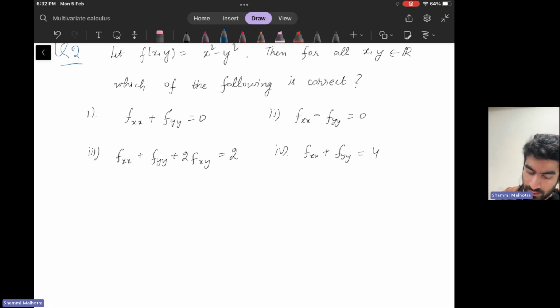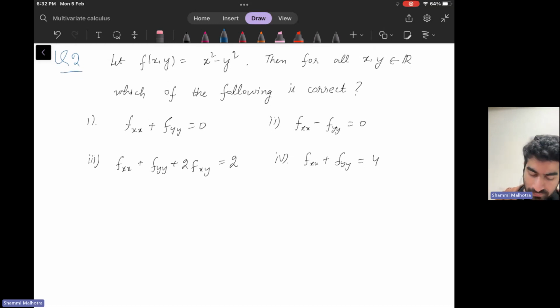So let us directly calculate the partial derivatives. If I consider the partial derivative with respect to x, this is just 2x, and the second term will be 0 because it is just y, and we're treating y as constant. Then if I take the partial derivative with respect to x again, this will be just 2 only.